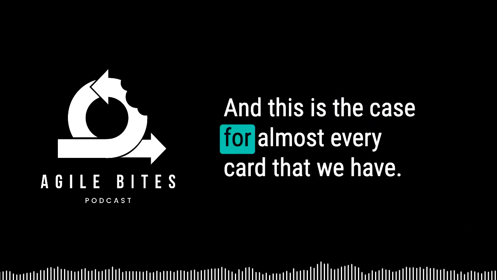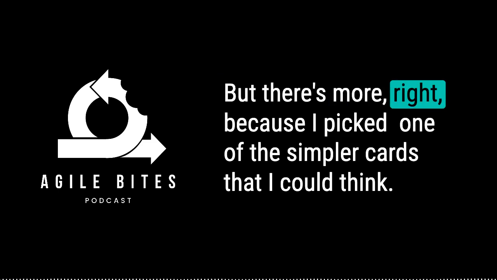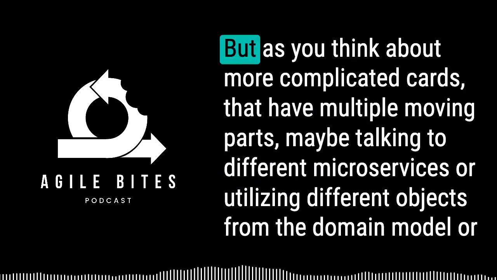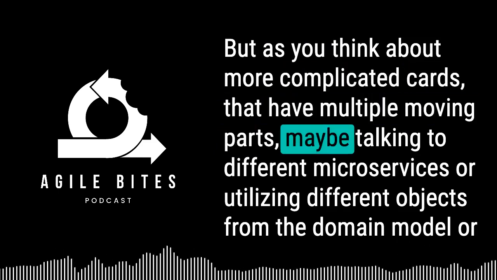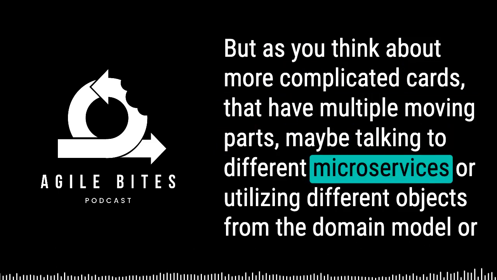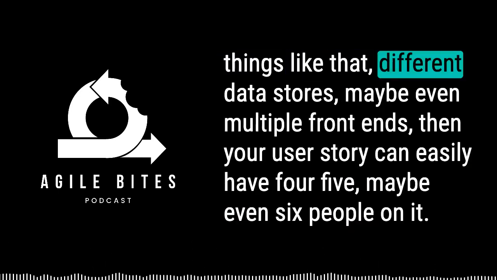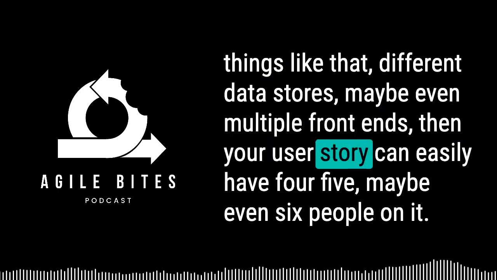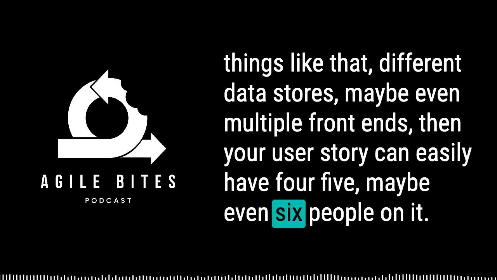And this is the case for almost every card that we have, but there's more, right? Because I picked one of the simpler cards that I could think of. But as you think about more complicated cards that have multiple moving parts, maybe talking to different microservices or utilizing different objects from the domain model or things like that, different data stores, maybe even multiple front ends, then your user story can easily have 4, 5, maybe even 6 people on it.